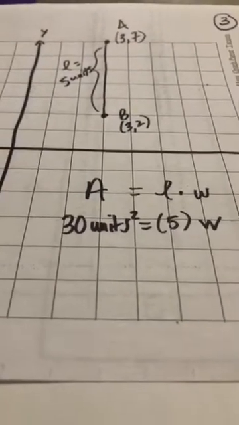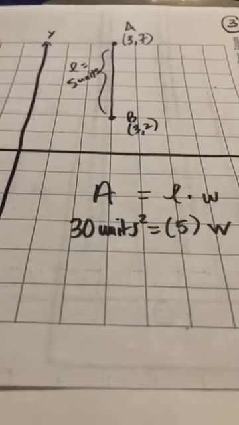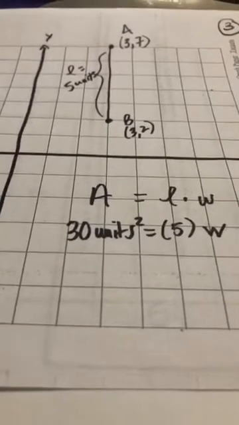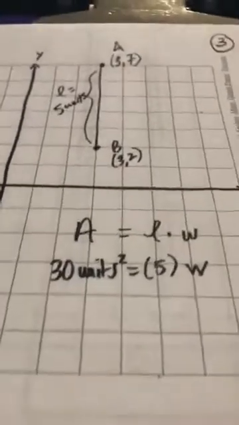Good. I've got Brooklyn answering. I've got some people with thumbs up, but I need a number. Don't just copy other people's numbers. Good. Yeah. 5 times 6 would give us 30, right? That's one of the ones you have memorized.